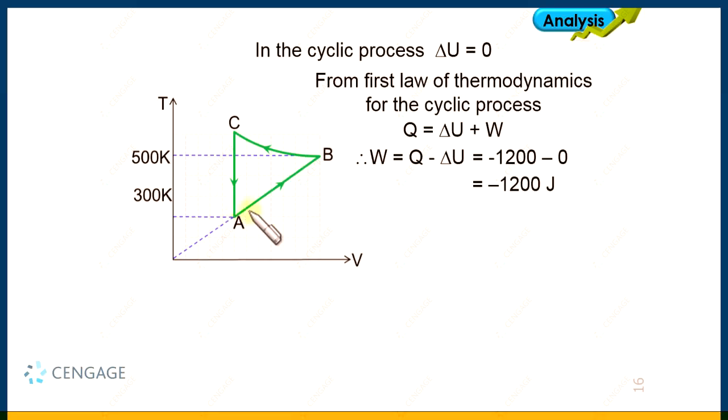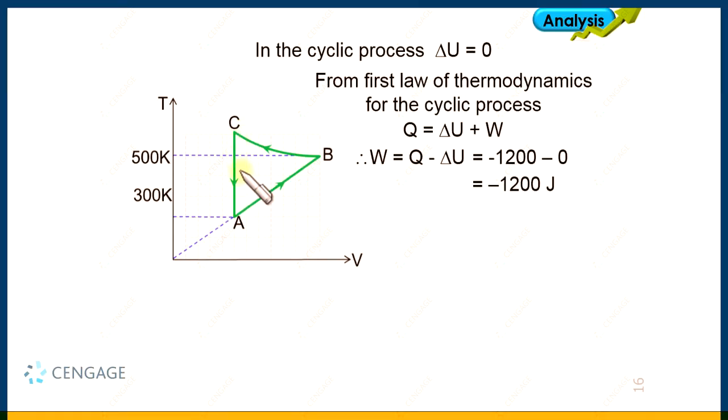You can observe here this is a counterclockwise cyclic process, and in a clockwise cyclic process the work done always has the positive sign, and in a counterclockwise cyclic process the work done always has the negative sign. So, it is having minus 1200 joule, that is the total work done. Now, let us consider the processes one by one.